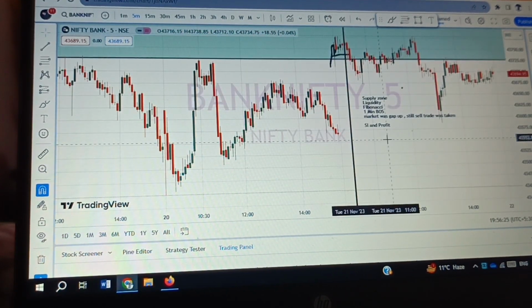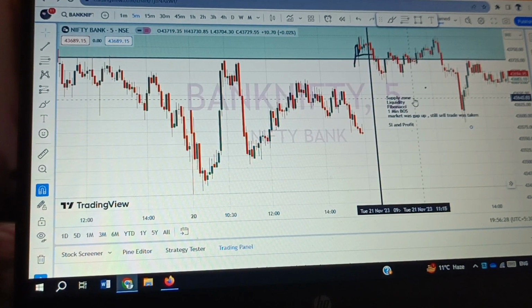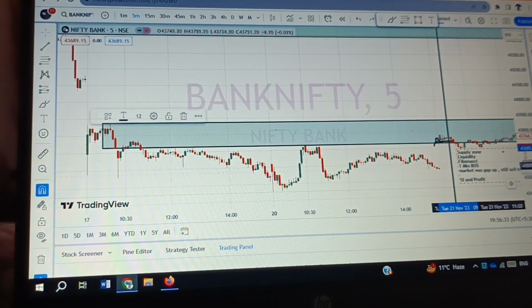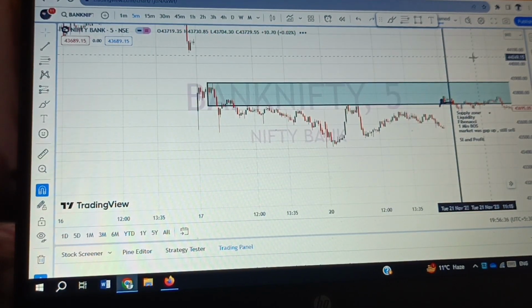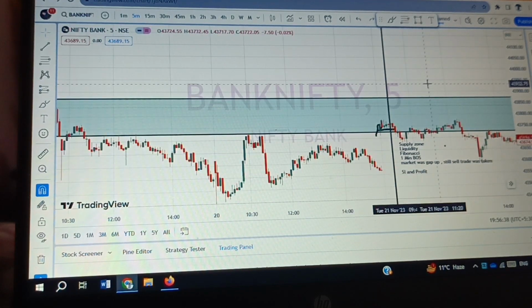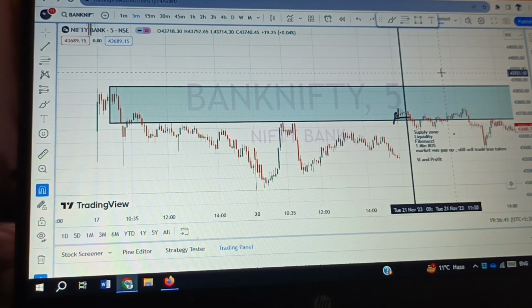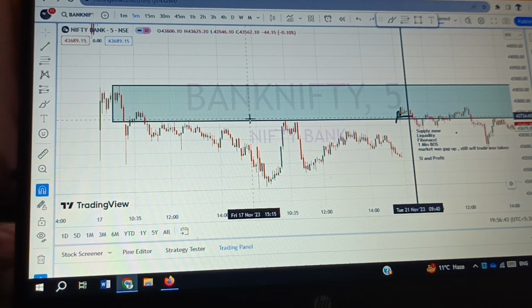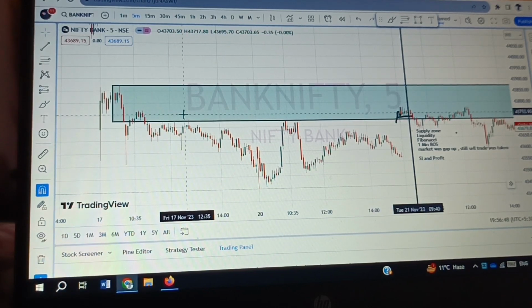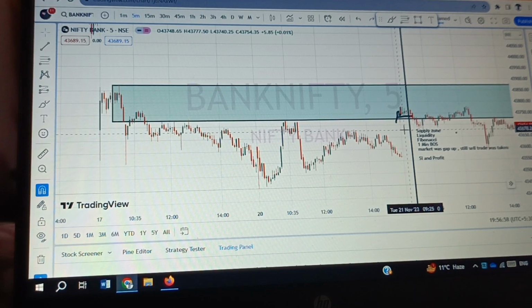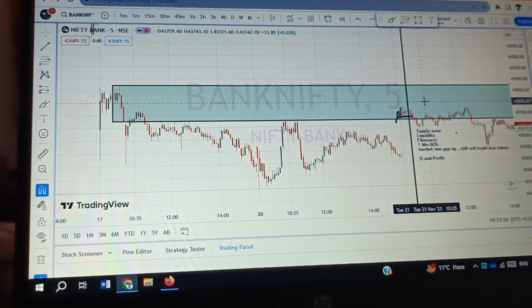As I told you, let's go one by one. First was the supply zone, which I already told you. Second is the liquidity. What is liquidity? Liquidity is something which the bigger traders always want to look at. They always want to eat the stop losses of our retail traders. They knew that retail traders will always have their stop loss at these levels. So the market opened at these levels to take the stop losses of retail traders. This was in my mind, that we have to go for the short trade only.